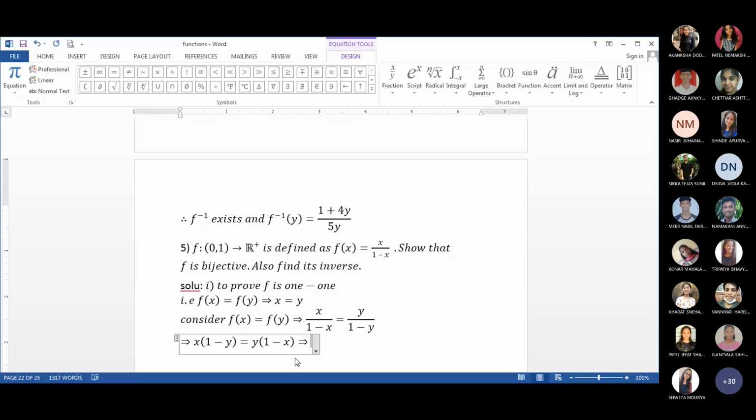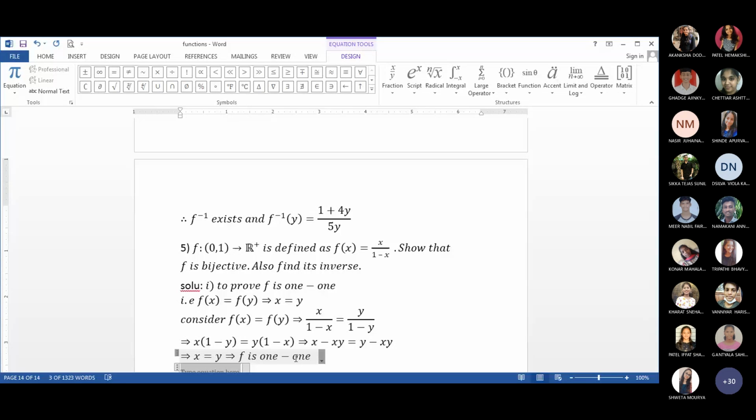Now I will open the brackets. I'll get x minus xy and y minus xy. So you can see xy gets cancelled. I get x is equal to y, and that implies the function is 1 to 1. Okay, quite simple. The function is 1 to 1. So this is done, 1 to 1.